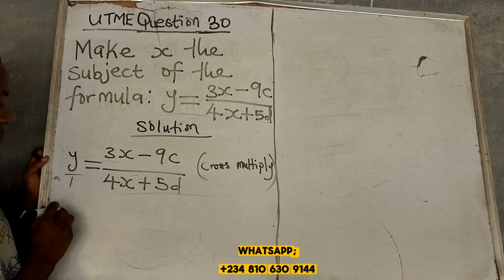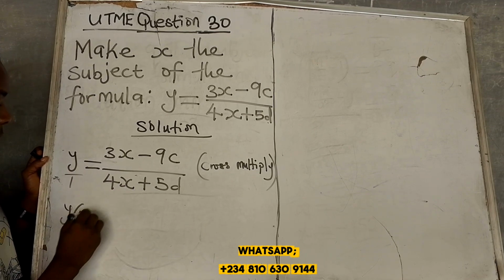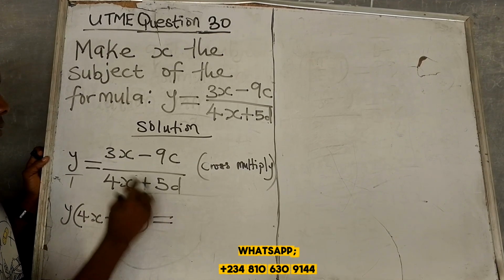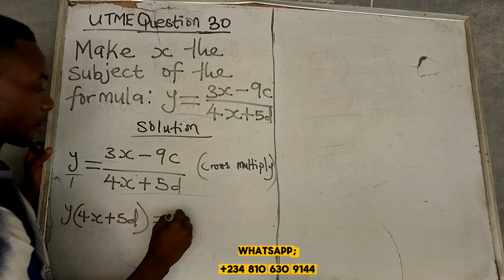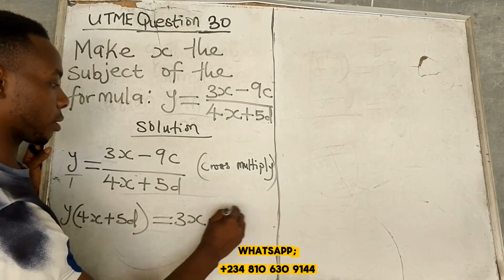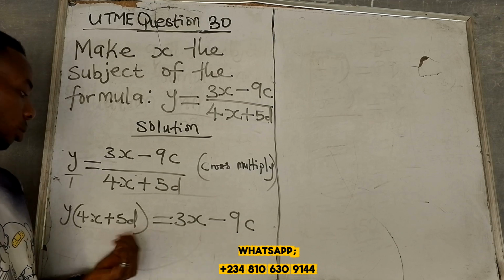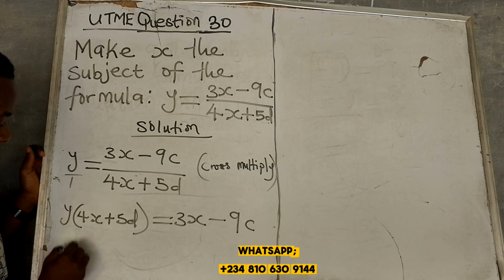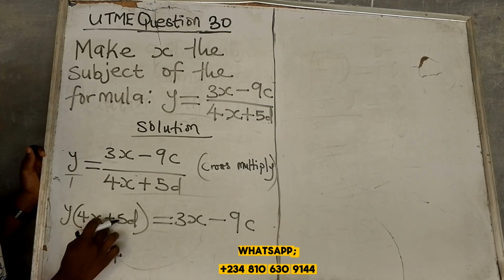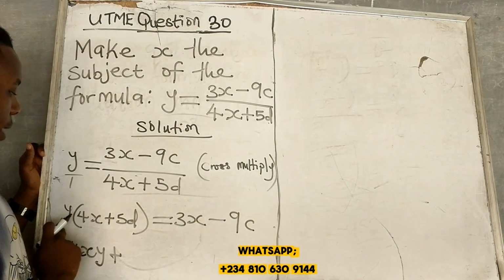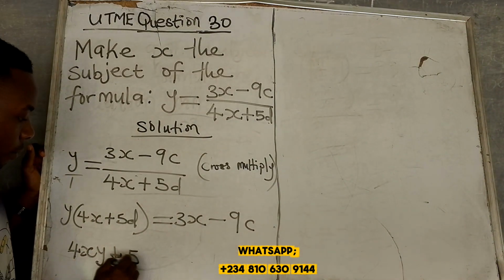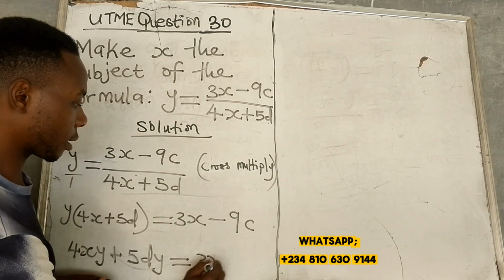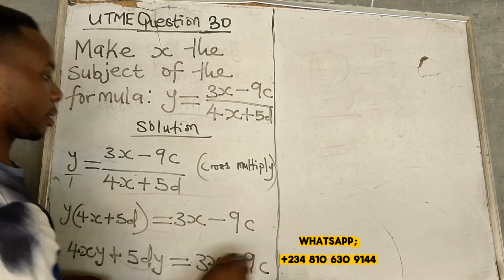So to this one multiplying y, you have y, open bracket, 4x plus 5d, equals to, this multiplying this, still gives you this, so you have 3x minus 9c. The next thing is to open this bracket. y multiplied by 4x will give us 4xy plus y multiplied by 5d gives us 5dy, equal to, bring down this 3x minus 9c.